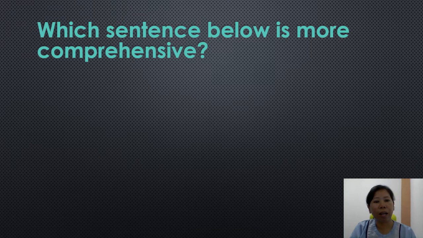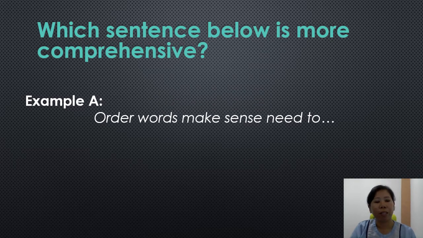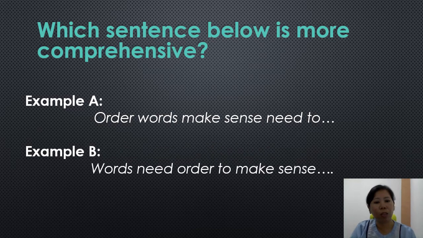So, let's take a look at the two example sentences. Which sentence below is more comprehensive? Sentence A: Order words make sense need to. And sentence B says, words need order to make sense. Obviously, we can say that example B is more comprehensive because of its structure.